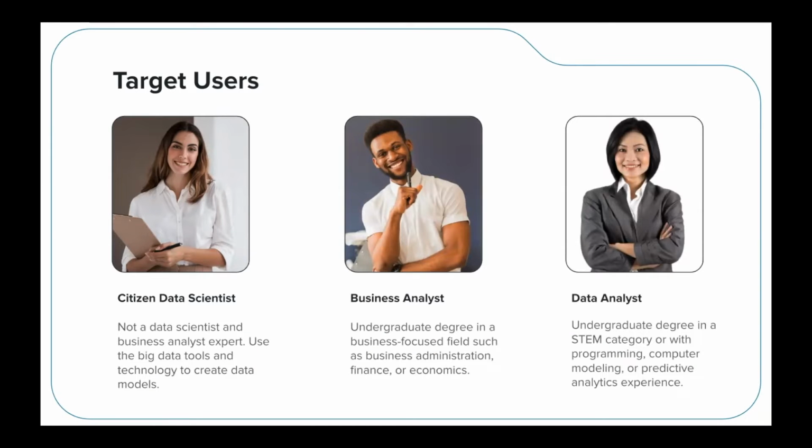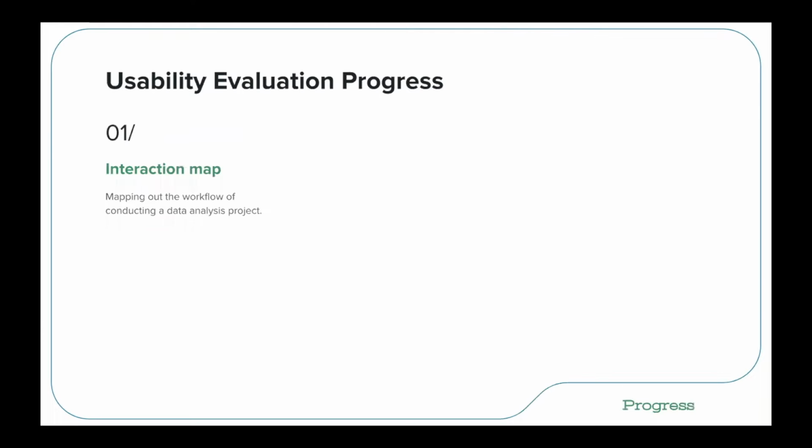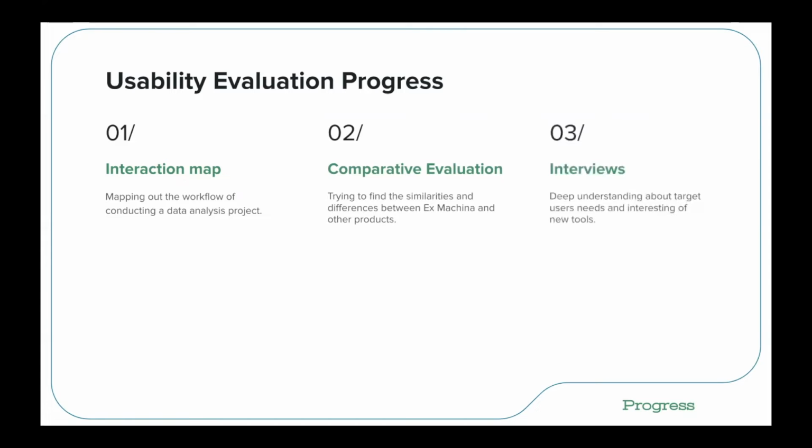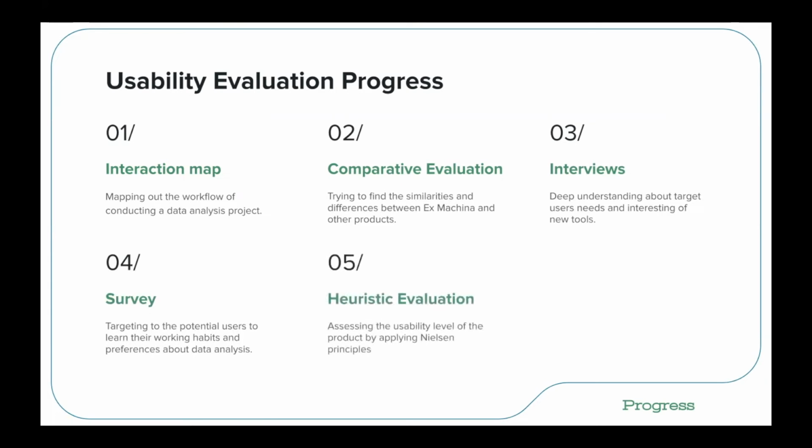In our evaluation, we are mainly focusing on three types of personas: citizen data scientist, business analyst, and data analyst. We finished 6 tasks throughout the semester. We use interaction map to map out the workflow of performing data analysis tasks with Ex Machina. Comparative evaluation compares Ex Machina with their competitors. Interviews and surveys let us fully understand target users' needs and their expectations about non-code AI. Heuristic evaluation and usability testing help us evaluate Ex Machina itself.